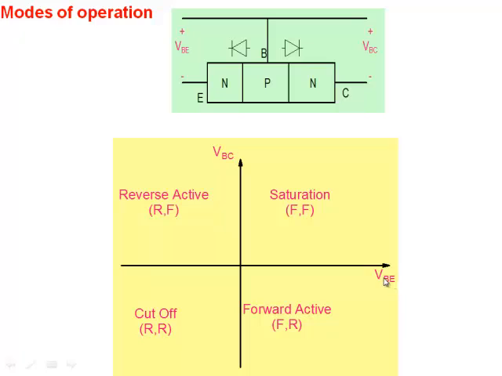When base emitter junction is forward biased and collector base junction is reverse biased, that you see here, we call it forward active. This is the opposite of the case where base emitter junction is reverse biased and collector base junction is forward biased. We call it the reverse active. Effectively, you're using your collector as emitter and emitter as collector. When both the junctions are reverse biased, I'm not going to have much current in my device. This is a region which we call cutoff.